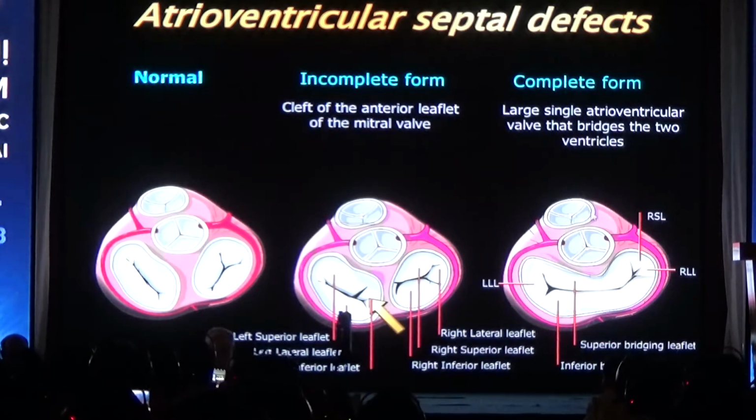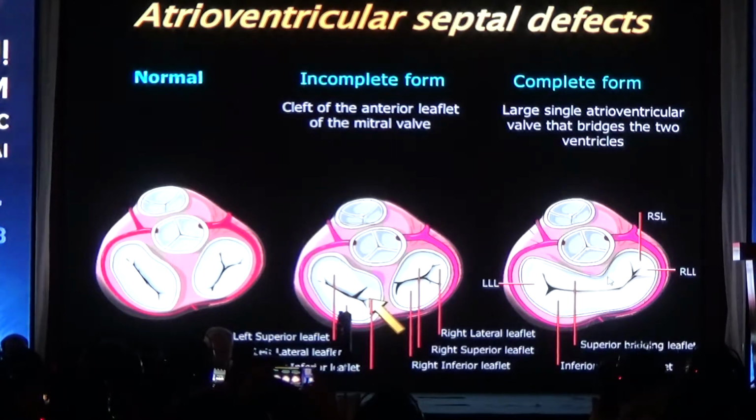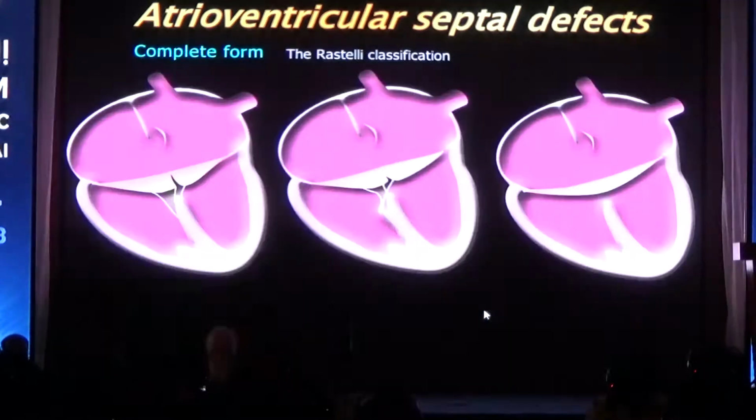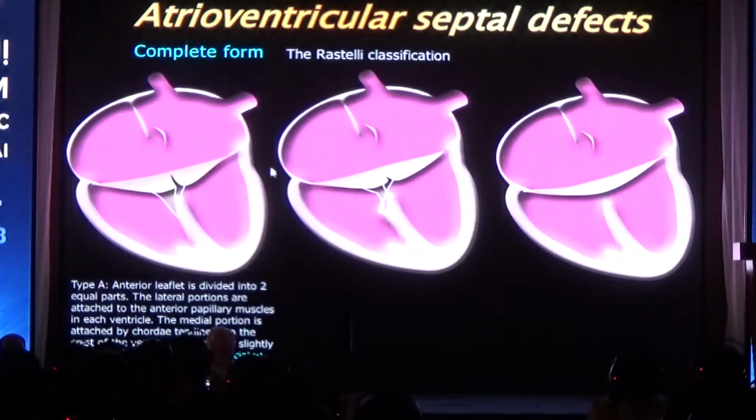Now, in the complete form, you have several leaflets, but 2 predominant leaflets. You have the superior bridging leaflet and the inferior bridging leaflet, which is over here. And so when you have diastole, the 2 leaflets will be away from each other, and you have a big open gap in the middle of the heart. So the complete form has been subdivided into an A, B, and C form. This is the Rastelli classification.